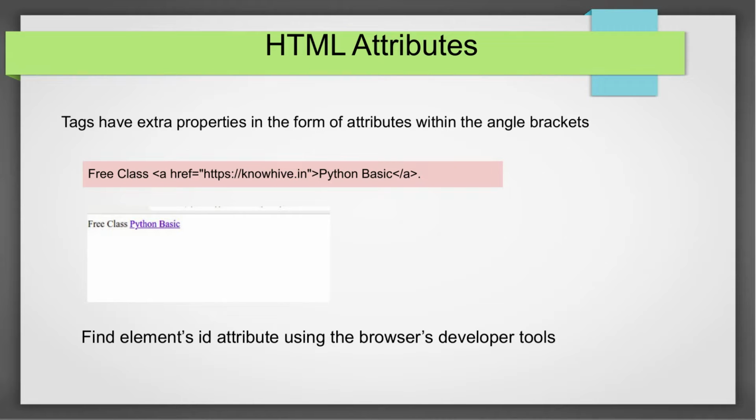There are many different tags in HTML. Some of these tags have extra properties in the form of attributes within the angle brackets. For example, the a tag encloses text that should be a link. The URL that the text links to is determined by the href attribute. Some elements have an id attribute that is used to uniquely identify the element in the page. You will often instruct your programs to seek out an element by its id attribute. So figuring out an element's id attribute using the browser's developer tools is a common task in writing web scraping programs.